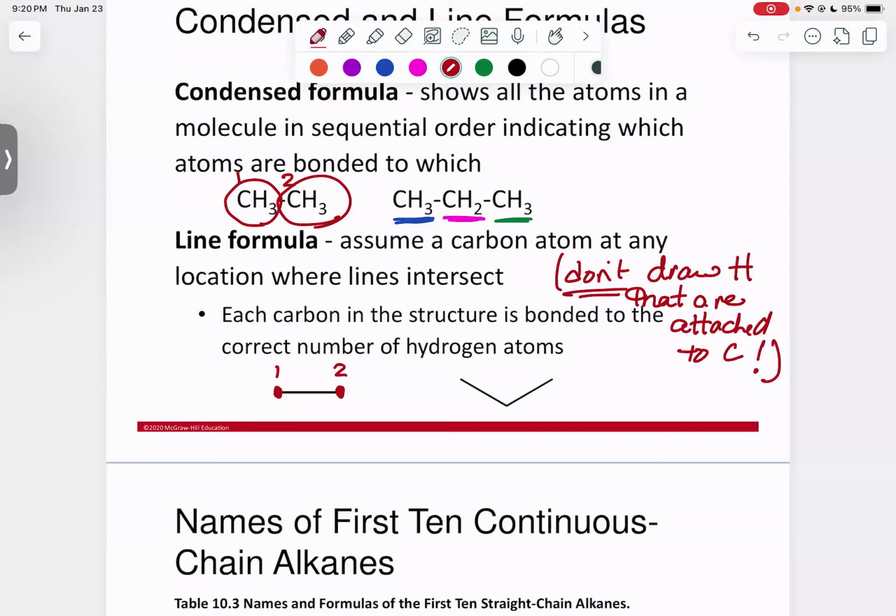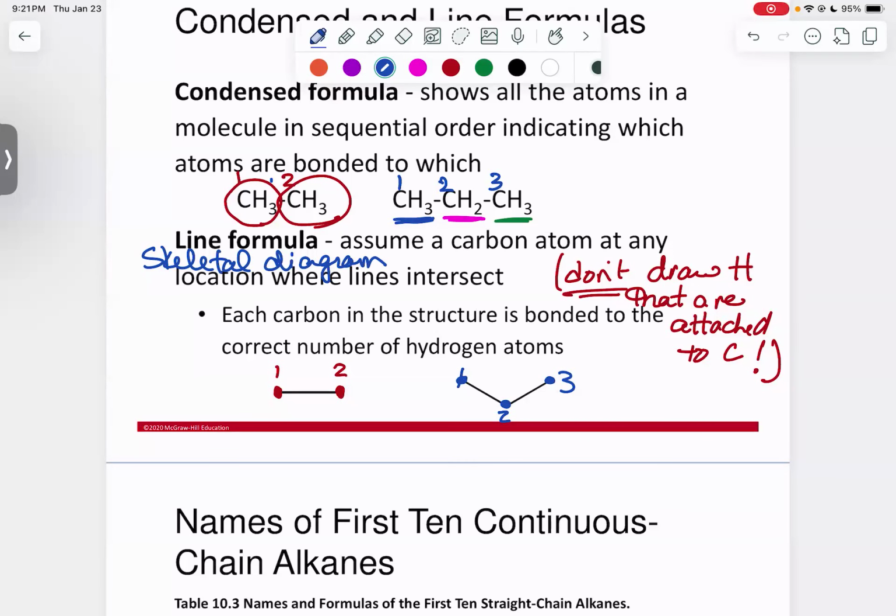Okay, so you just don't draw them. So look at your second example. This is carbon 1. This is carbon 1, 2, and 3. That's carbon 1, carbon 2, and carbon 3. So anything that's the end of a line or an intersection of two lines gives you a carbon. And that's called a line formula, or sometimes a skeletal diagram. It's the same thing.